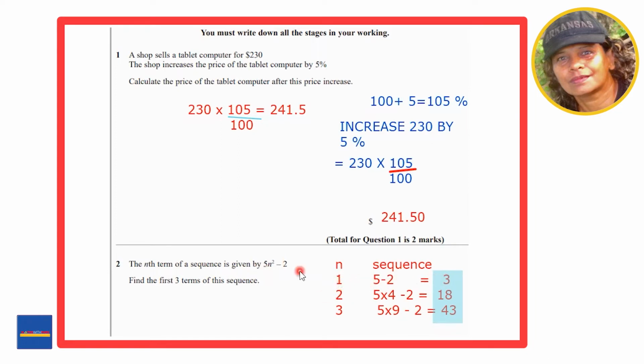When n is 2, we substitute n into the formula, which is 5 into 2 squared, right? Which is 5 into 4 minus 2, and the answer is 18. When n is 3, we have 5 into 3 squared, which is 9, minus 2, which is 43. And that is your answer for question 2. Let's move on to the next question now.